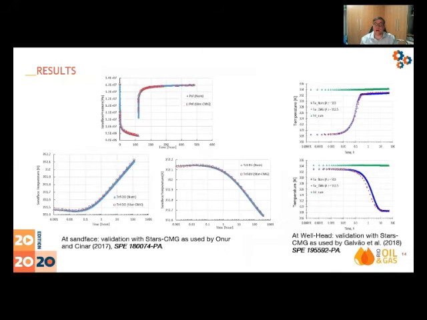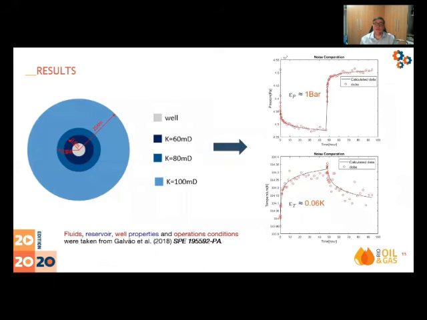The first results are the validation of the in-house flow simulator. The sandface pressure and temperature were validated with commercial software using Newton Synapse properties. And for the wellhead temperature, the properties from Mauricio Galvão were used. Now we'll present the inverse problem results.